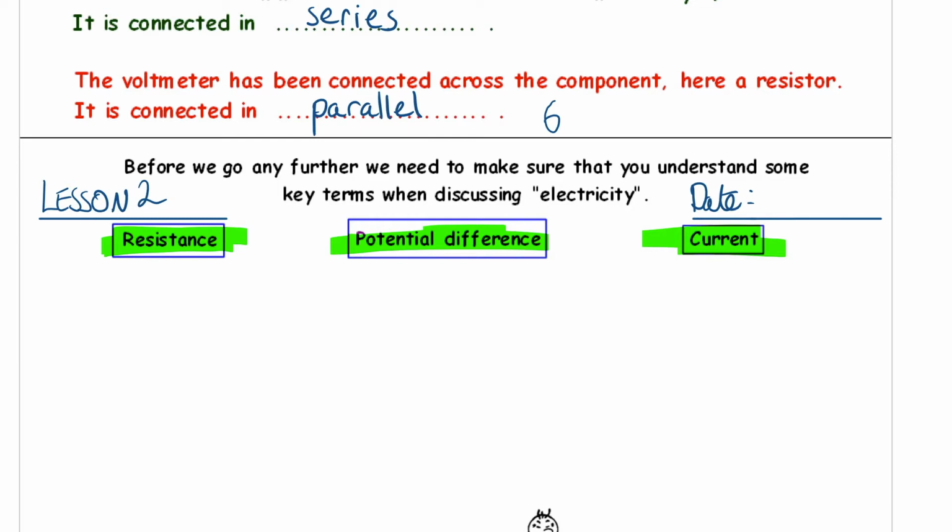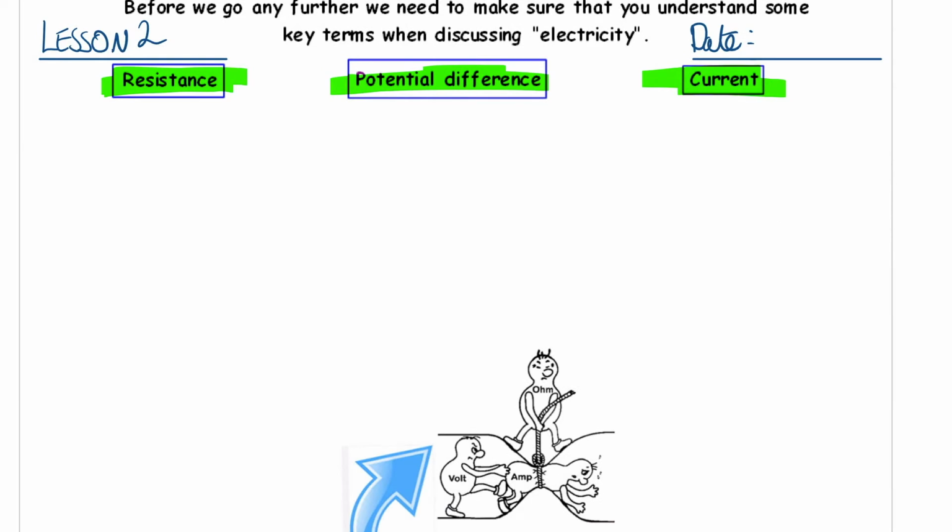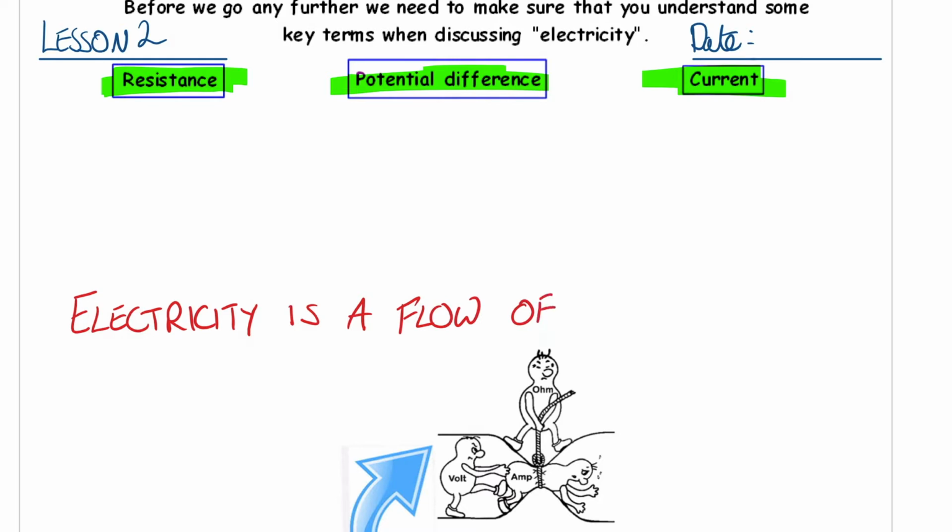If we look at them one by one, firstly current. I think this is the best place to start because it really explains what electricity is. Electricity, and I'm going to write this down in large capital letters because this is the essence of electricity. Electricity is a flow of electrons.